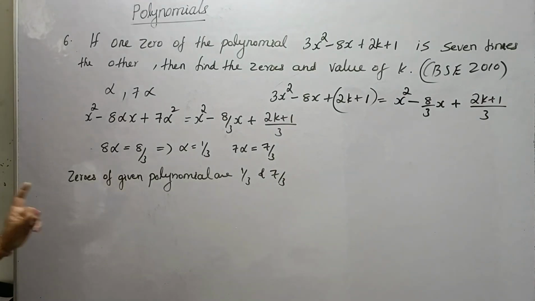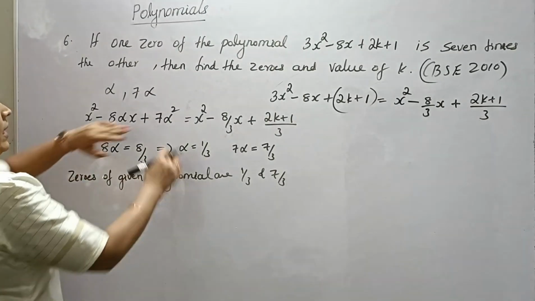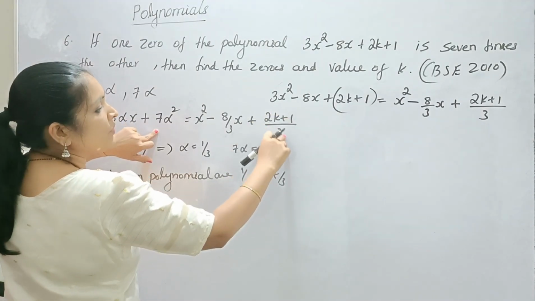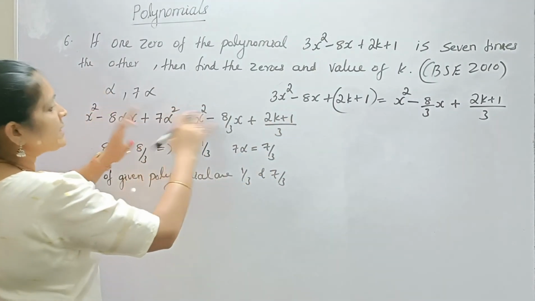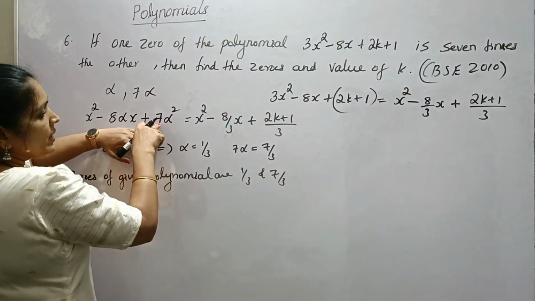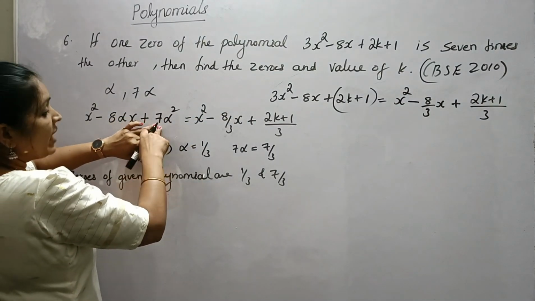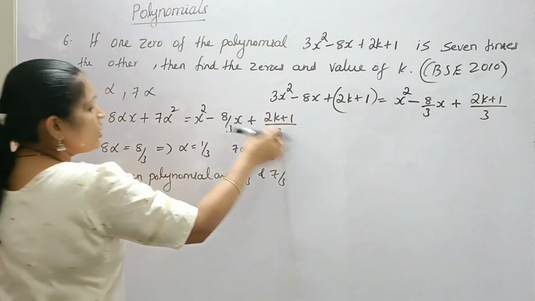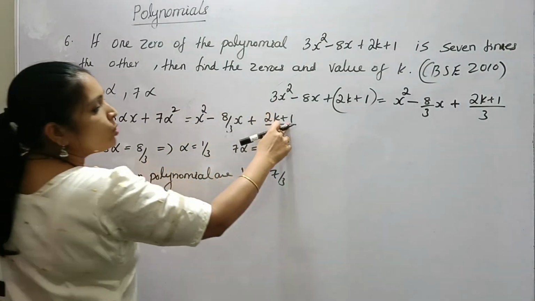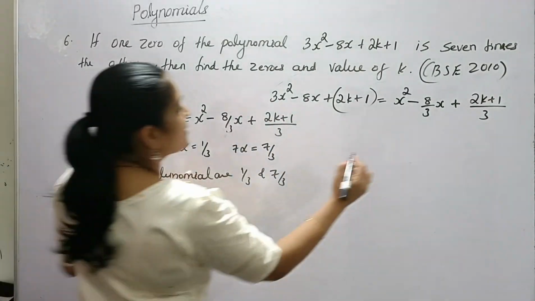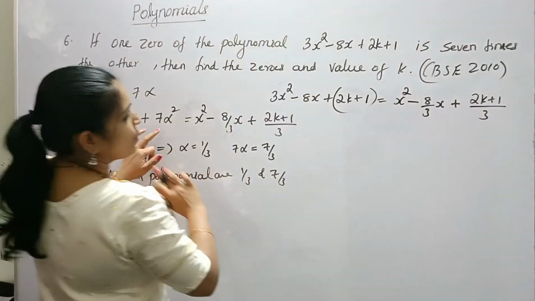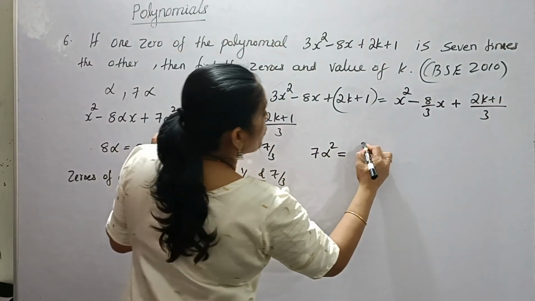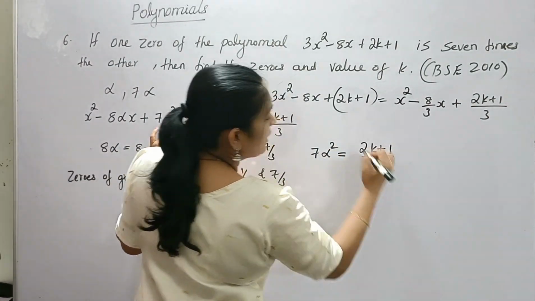Next, we need to find the value of k. Where is k? In the constant term, that is, (2k + 1) divided by 3 is the constant term. So let's compare these two. Here 7 alpha² is the constant term, and here it is the constant term. So 7 alpha² is equal to (2k + 1) divided by 3.